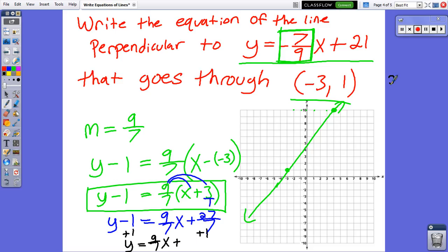Then plus, and we got to be careful here, so if we have 27 over 7 plus 1, we go off to the right side and I'll do that real quick. 27 over 7 plus 1. Well, 1 we could rewrite as 7 over 7. Then 27 plus 7, that's going to be 34 over 7. And then that's what we're going to write right here, 34 over 7. So the slope-intercept form would be y equals 9/7 x plus 34/7.